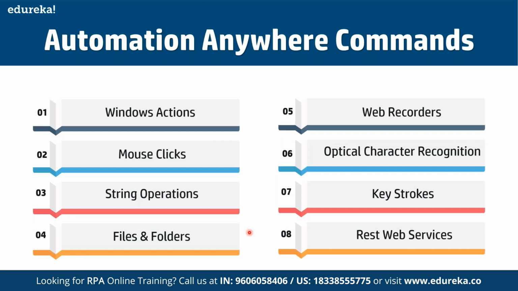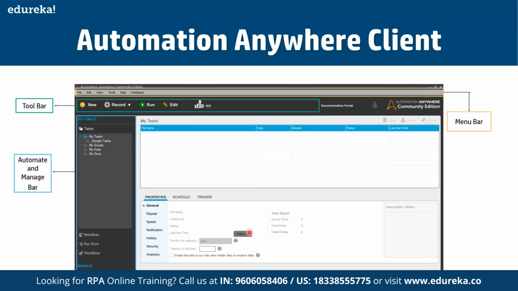These are the common Automation Anywhere commands that you see over here. There are Windows actions, mouse clicks, string operations, files and folders, web recorders, OCR, keystroke, REST web services. Then over here, we have Automation Anywhere clients. This is how the version 11 Automation Anywhere client looks. Well, this slide is a bit dated.